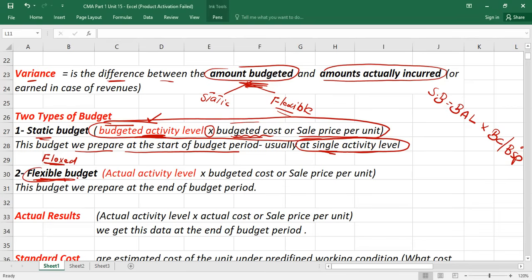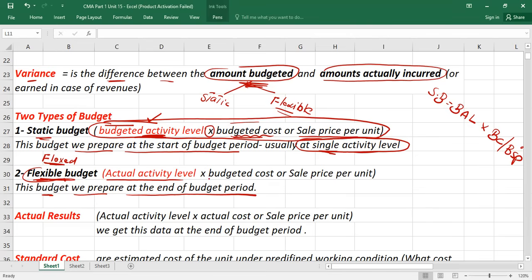Now you have to understand what it is. The flexible budget is a budget we prepare at the end of the budget period. For example, maybe the budget period was 2024, so at the last day of 2024 we will prepare this budget. But what will be the difference? Here you will use the actual activity level, not the budgeted one. By the end of the budget period, you will get the actual units which you have produced or sold.